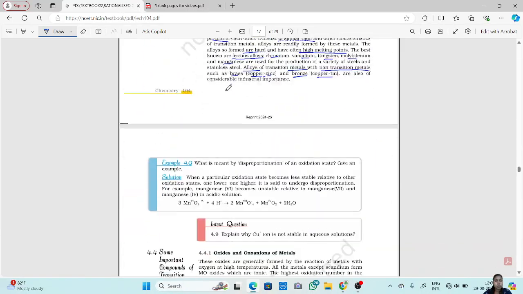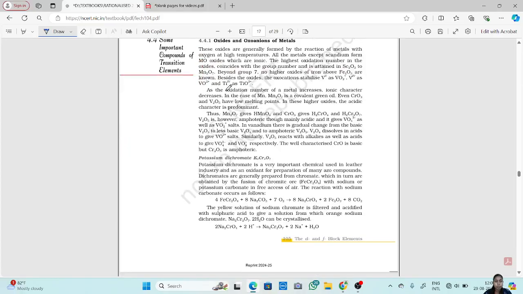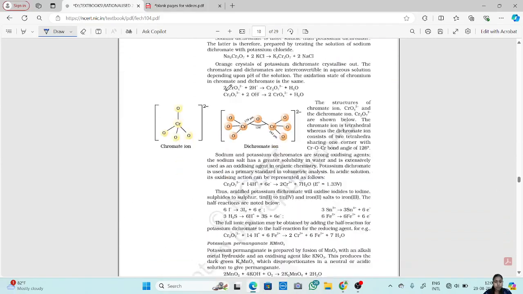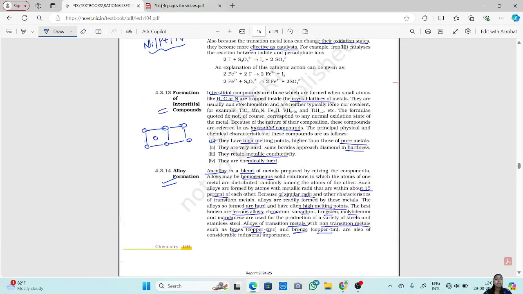So these are the properties of the transition metals. In our next video, we'll see about the oxides and oxoanions of metals.